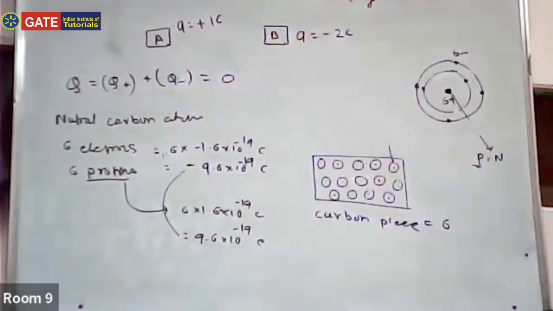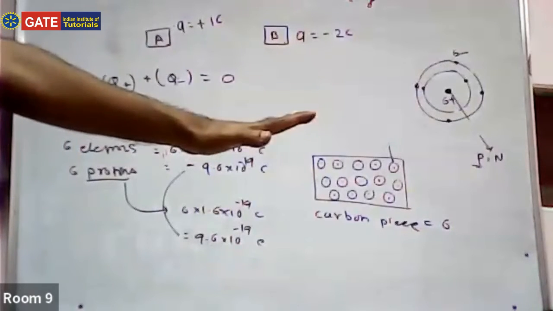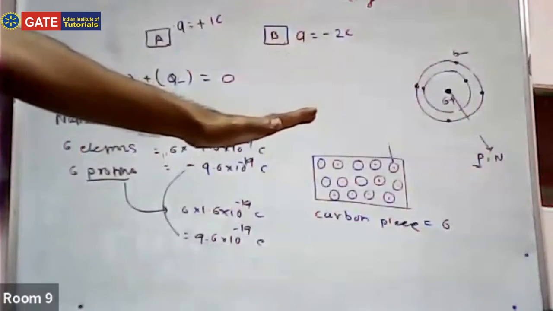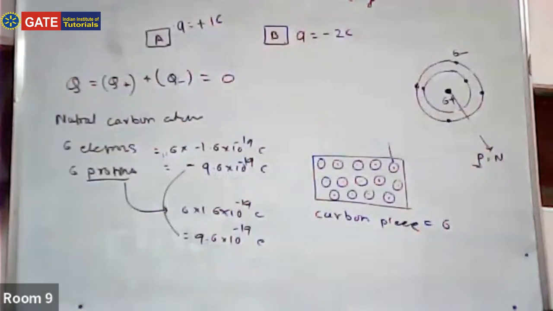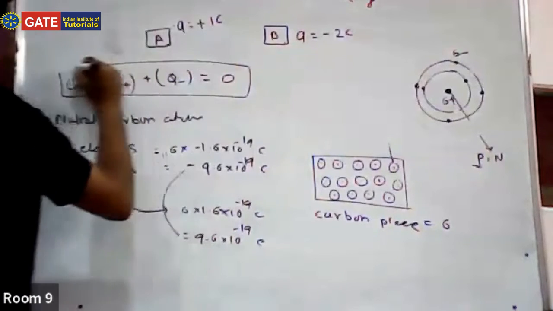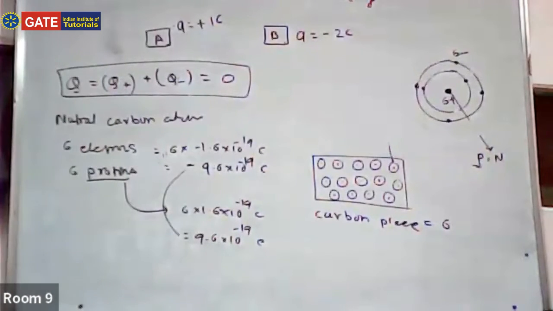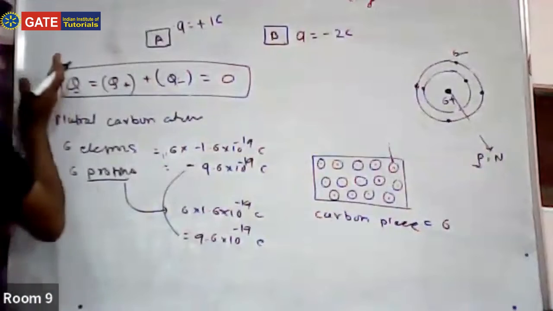Neutral does not mean it does not have any charge. It has the charge, but the positive charge in it and the negative charge in it are the same, so the total addition is 0. Everybody got this now? What is a neutral atom? Now we will come to the quantization.